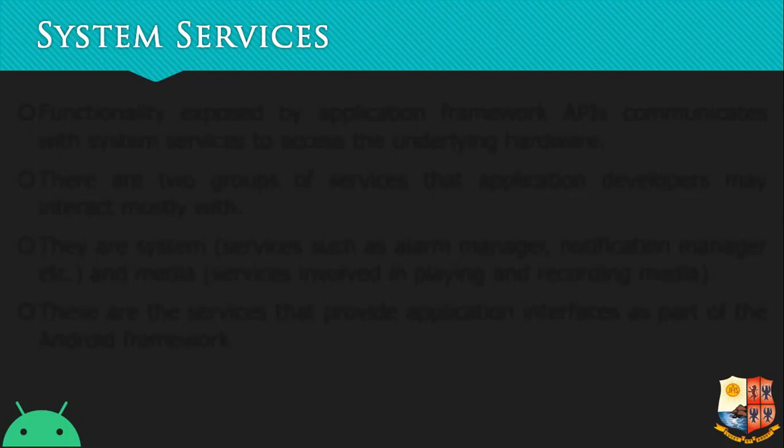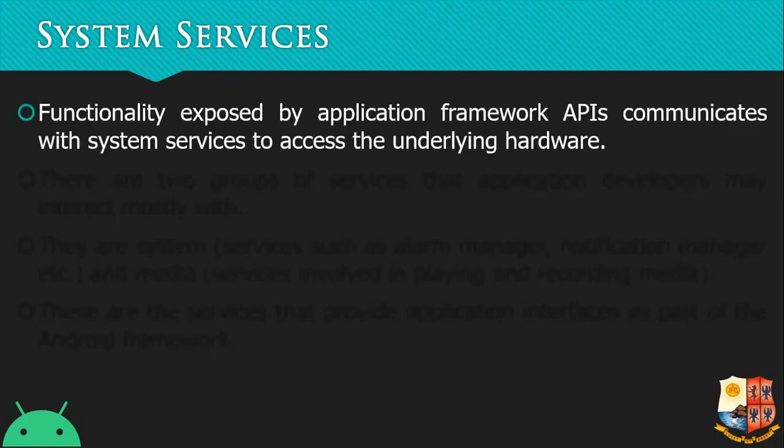In the previous program, we created some services like a music player. That's different. This is a system-based service, which means it's already available in your phone. You just need to use it. Functionalities exposed by the application framework API, application programming interfaces, communicate with the system services to access the underlying hardware. One more best example: during that services program, I used the audio manager, if you remember, to find out the volume level in your phone. That was a hardware requirement.